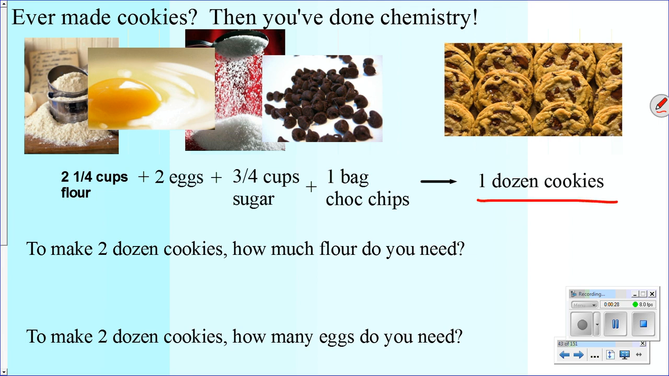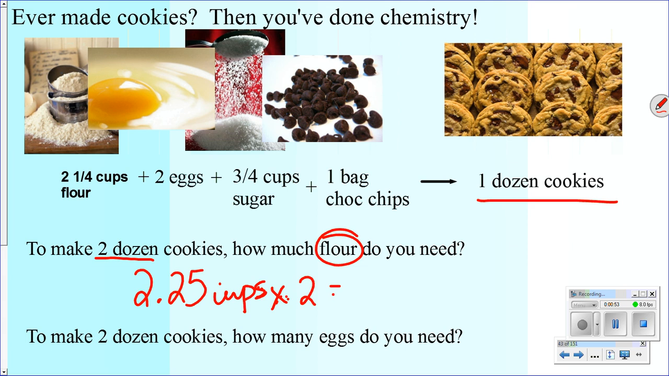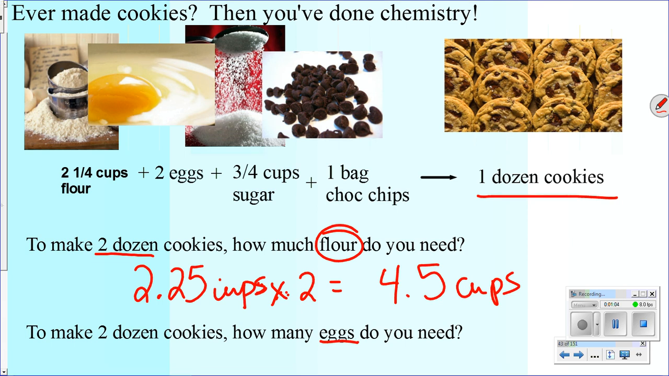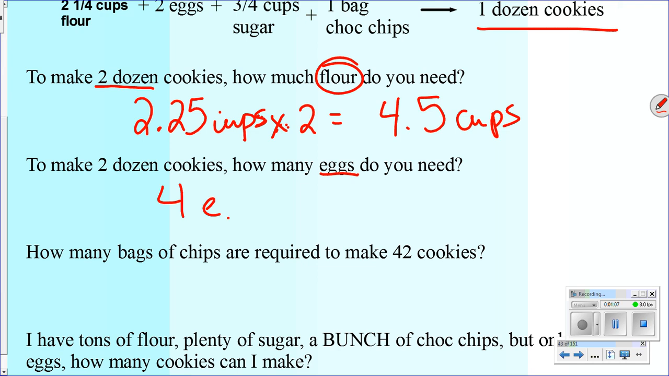If we wanted to instead make 24 cookies, think about what we would do with each of these ingredients. It's pretty obvious that we would want twice as many cookies, so we would double every ingredient. So to make 24 cookies, the amount of flour that we would need is our 2.25 cups times 2, so we would need 4.5 cups flour. If we wanted to make 24 cookies, we'd also be doubling our eggs. So instead of using just 2 eggs, we would use 4 eggs.